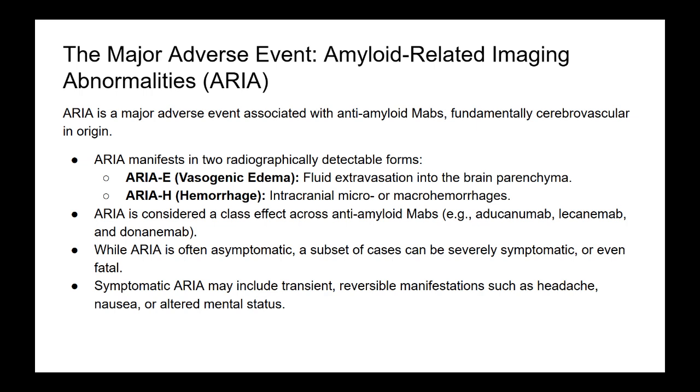Okay, what are those two specific manifestations seen on MRI? The first is ARIA-E. The E stands for edema. This refers to vasogenic edema, which basically means fluid leaking out of compromised small blood vessels into the surrounding brain tissue. It often looks like swelling on the MRI scan. The second is ARIA-H. The H stands for hemorrhage. This includes cerebral microhemorrhages, which look like tiny little dots of blood signal on specific MRI sequences, and sometimes, more concerningly, larger superficial siderosis or macrohemorrhages, which are frank bleeds within the brain or on its surface.